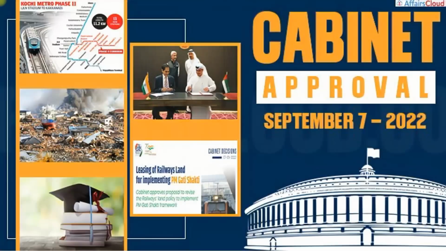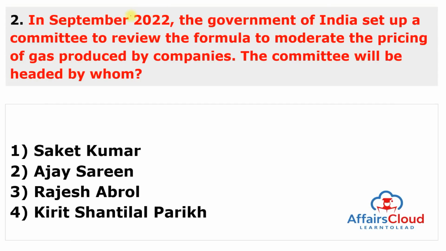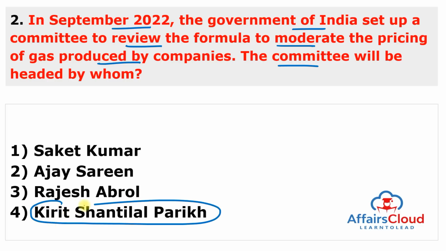Moving to next question. You can also see here, this is the cabinet meeting and this is the foreign approvals which was decided during the cabinet meeting. Next is in September 2022, the government of India set up a committee to review the formula to moderate the pricing of gas produced by the companies, and the committee will be headed by whom? The answer of this question is Kirit Shantilal Parikh. So answer of this question is 4.